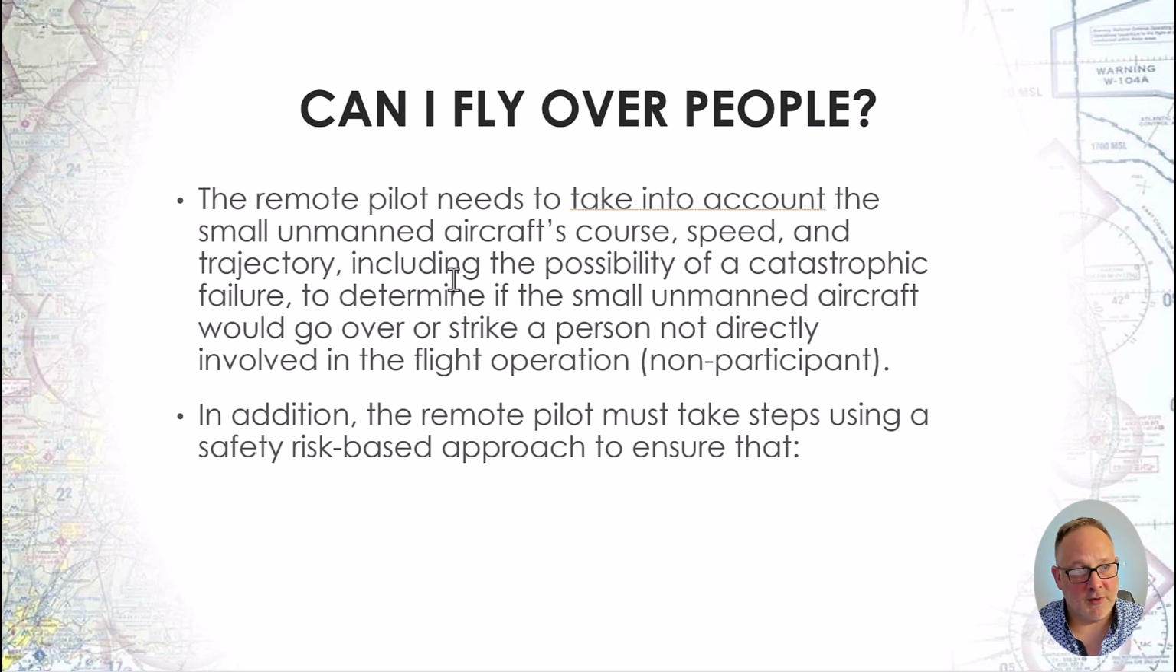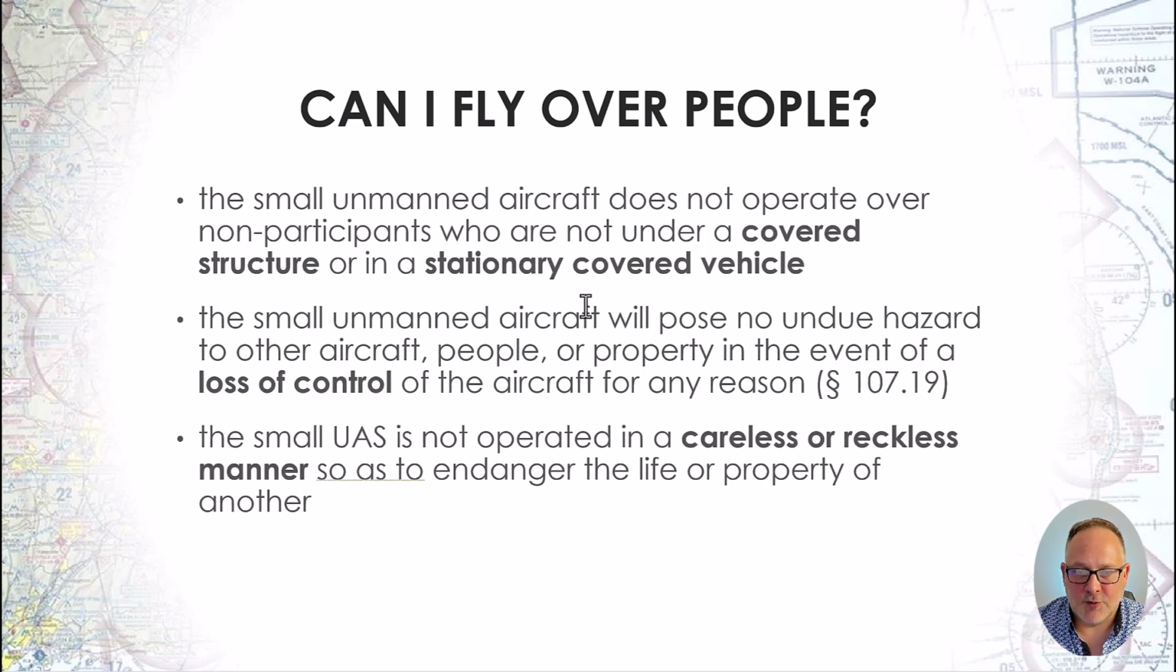If you have someone that is involved in the flight, a visual observer, someone that is helping you, someone that understands what's going on, they know you, they can communicate with you, that's fine. But what the FAA wants is for the pilot to take a risk-based approach. They want to ensure that the small unmanned aircraft does not operate over non-participants who are not under a covered structure. So if you're underneath something like a parking garage cover, or inside a car in a stationary covered vehicle, that's okay. A car that's not moving, because if the drone drops, it's not going to hit the person, right? So that kind of makes sense.